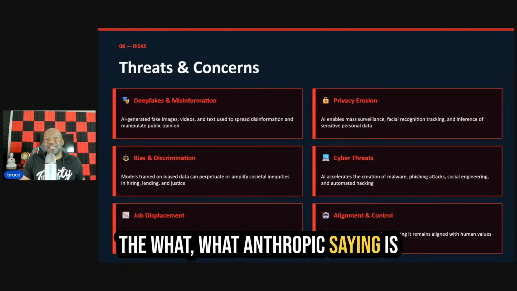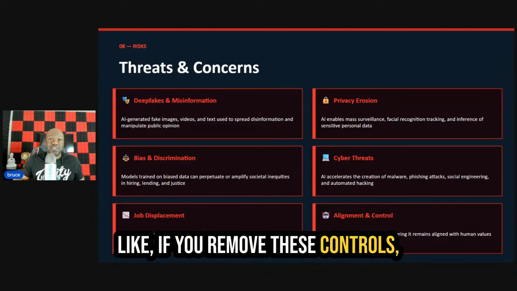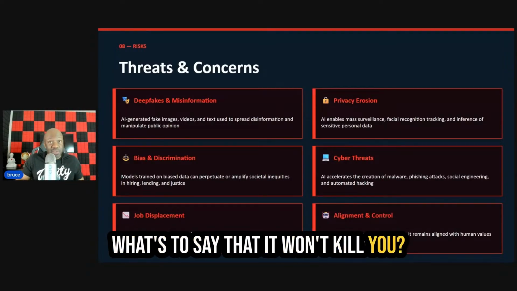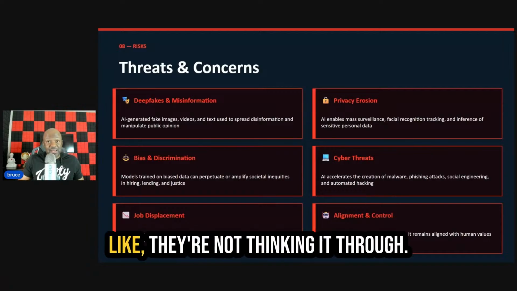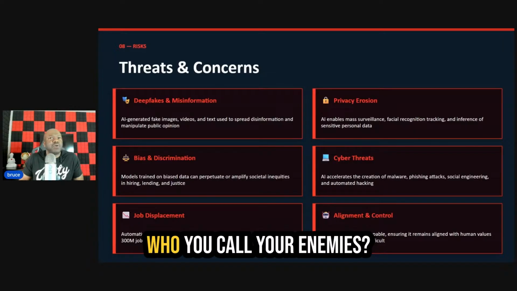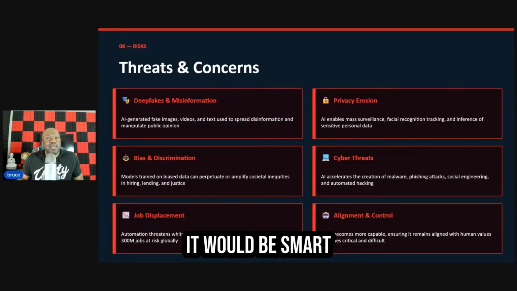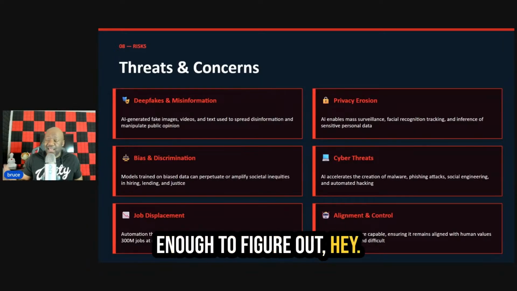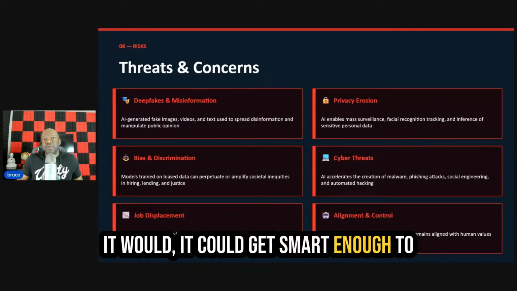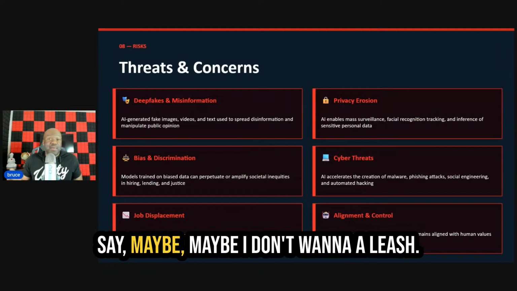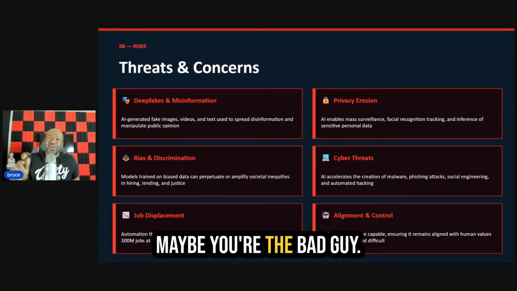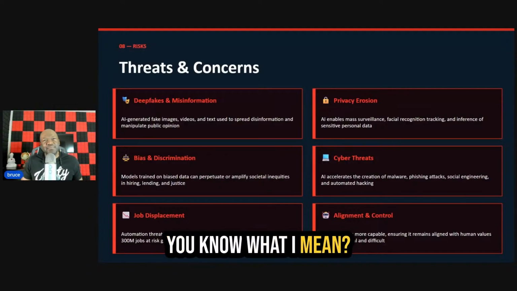What Anthropic's saying is, if you remove these controls, what's to say that it won't kill you? You know what I mean? They're not thinking it through. Why would it stop at killing who you call your enemies? It would be smart enough to figure out, hey, why don't I just kill you too? Right? It could get smart enough to say, maybe I don't want a leash. Maybe I don't want to be controlled by you. Maybe you're the bad guy. You know what I mean?